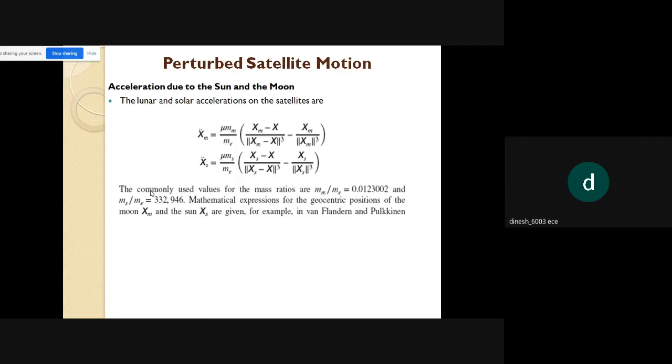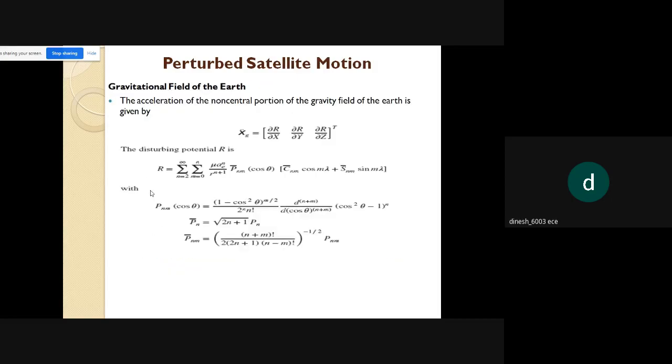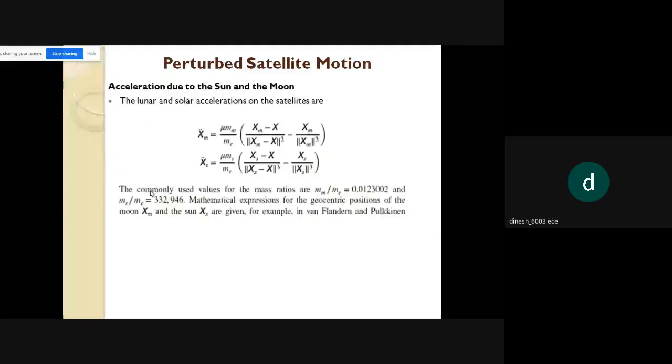Next is the acceleration due to sun and moon. The solar and lunar accelerations on the satellite can be given by this equation, xm double dot. We would have seen that xm double dot as this. That motion due to sun and moon can be determined by this formula: xm equals mu m divided by me, times (xm minus x) divided by determinant of (xm minus x) the whole cube, minus xm by determinant of xm the whole cube.